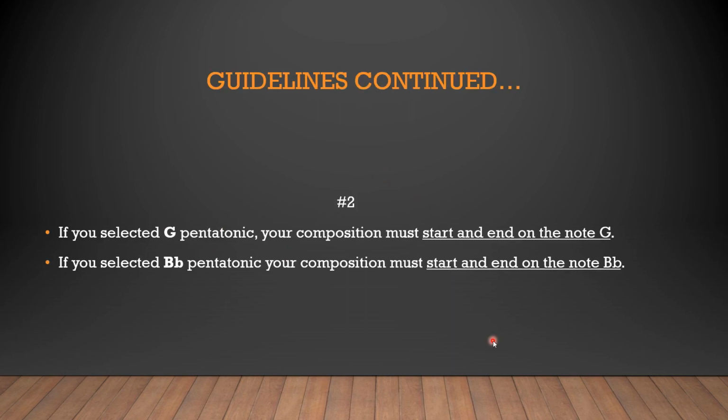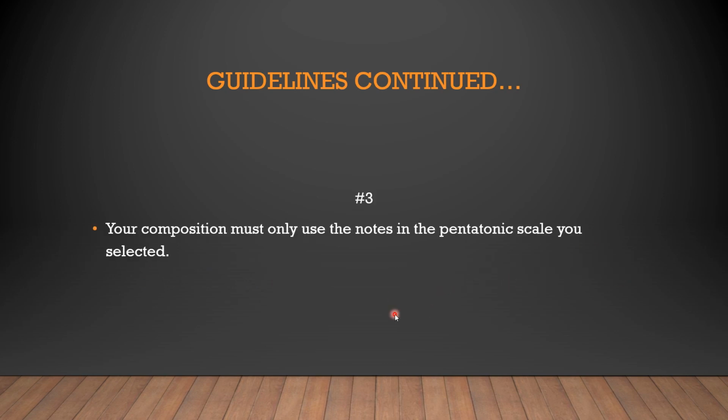Let's move on. Number 2, your composition has to start and end on the same note as your scale that you select. So if you're using the G pentatonic, your composition has to start and end on G. If you select the B flat pentatonic, you have to start and end on B flat. Number 3, your composition must only use the notes in the pentatonic scale you selected.